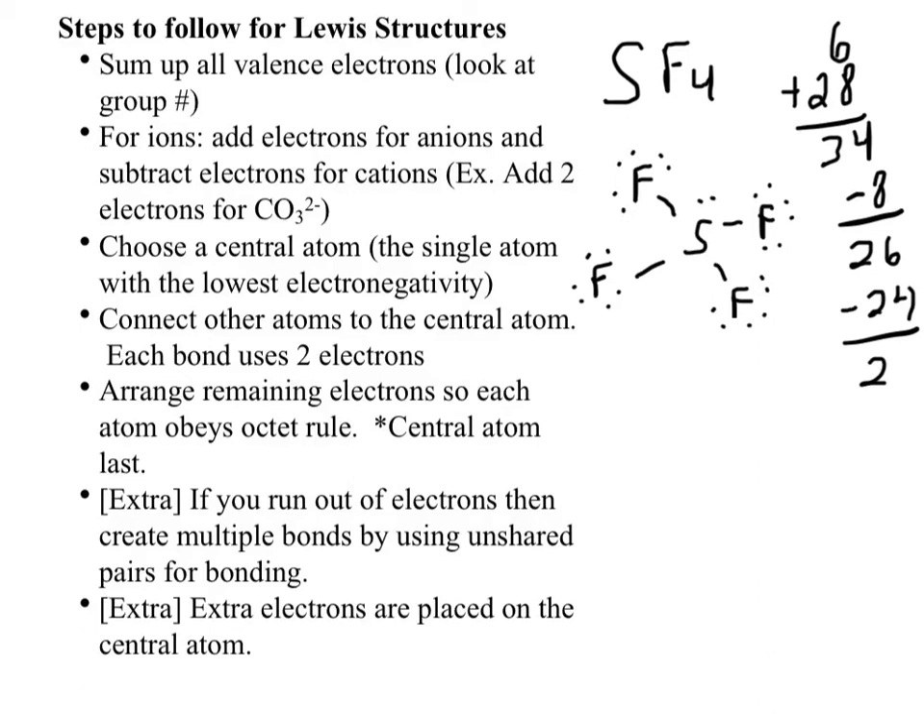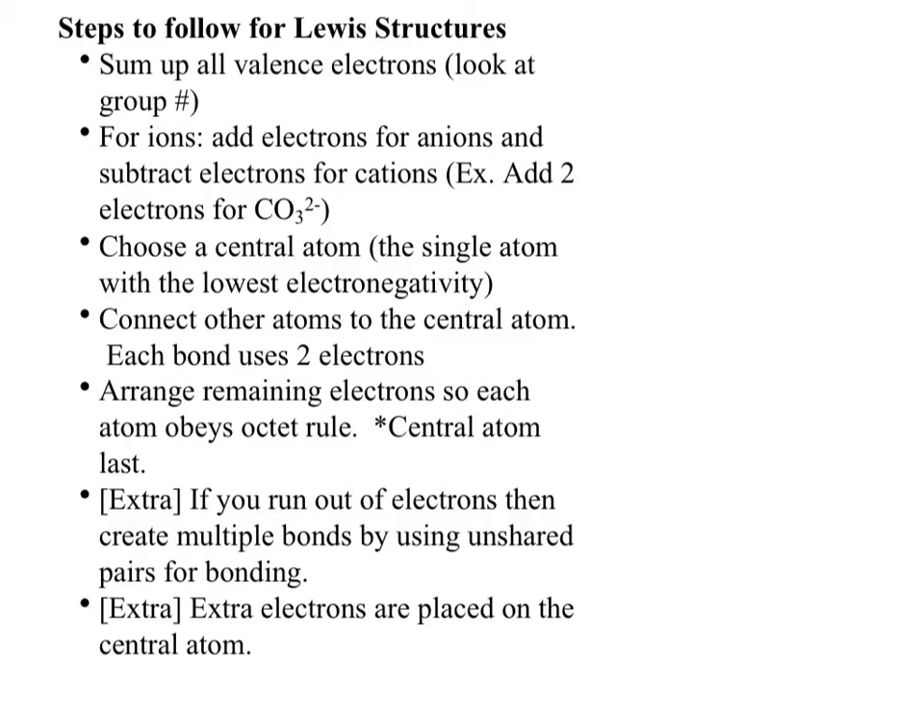Now let's erase this, and we're going to do one more example. So our last example is going to be phosphorus pentachloride, or PCl5. Phosphorus is in group 5, chlorine is in group 7, but there are 5 of those, so that'll give us 35 more electrons. So we have 40 total valence electrons to work with and put into my diagram.